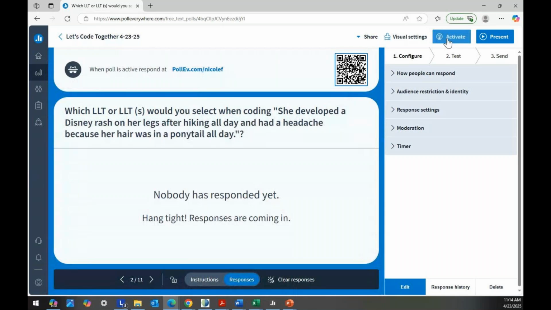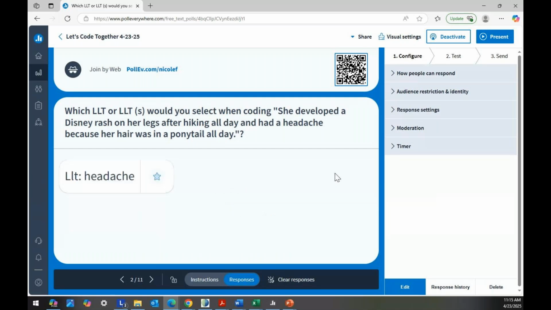Okay, so in the PollEV, we have the copy of the verbatim string. What would you code, given this verbatim? "She developed a Disney rash on her legs after hiking all day and had a headache because her hair was in a ponytail all day." So I want everyone to log into PollEV just like you did for the first exercise and give us your thoughts on what codes, what LLTs you would use.